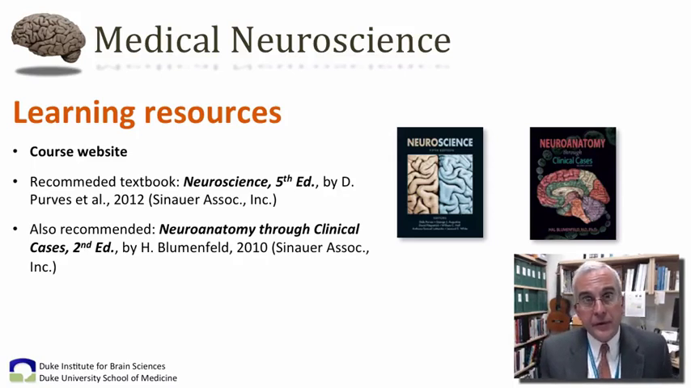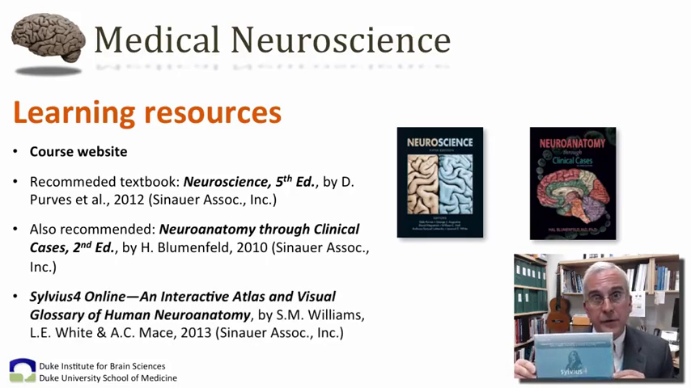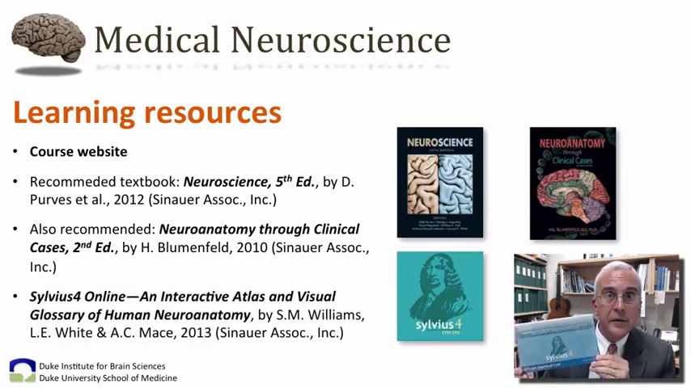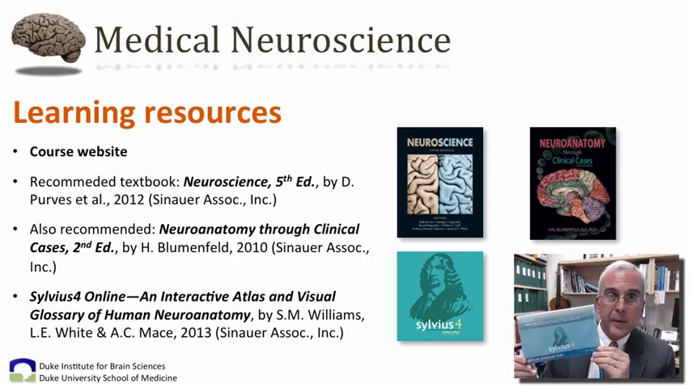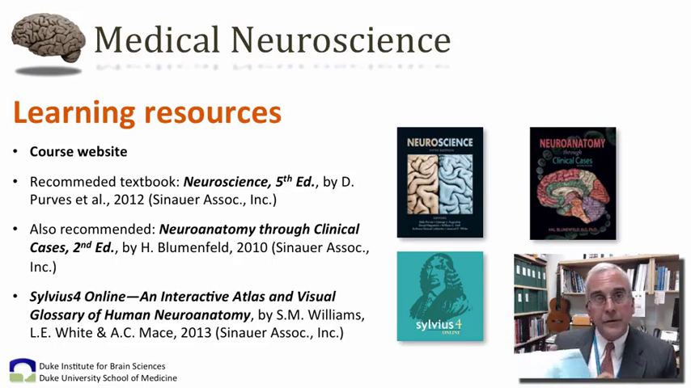One additional resource that we will be referring to throughout the course, and you'll see me use this in my video lessons, is a piece of anatomical software. It's called Sylvius 4, an interactive atlas and visual glossary of human neuroanatomy. Now, this is also my work in addition to my two colleagues, Dr. Mark Williams and Andrew Mace, and the three of us put together this digital atlas of the human brain, and we will be using this especially in our studies of the brain stem and the spinal cord.